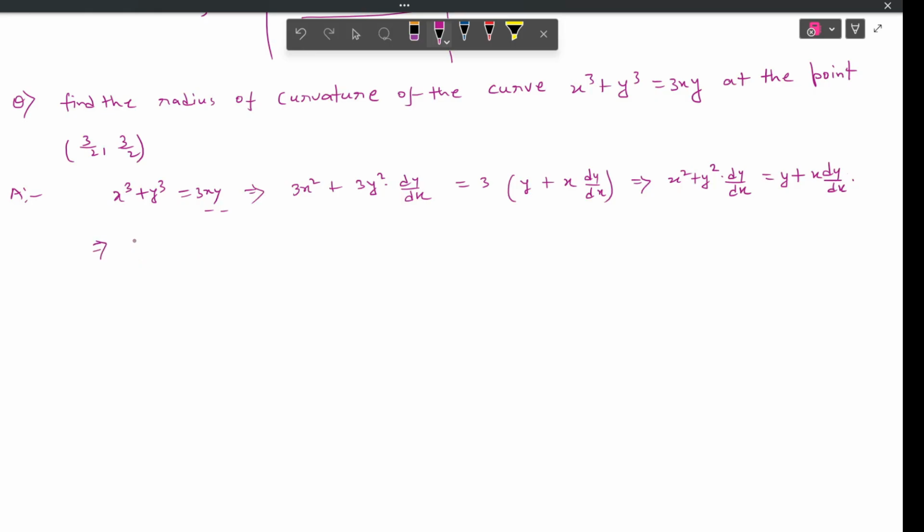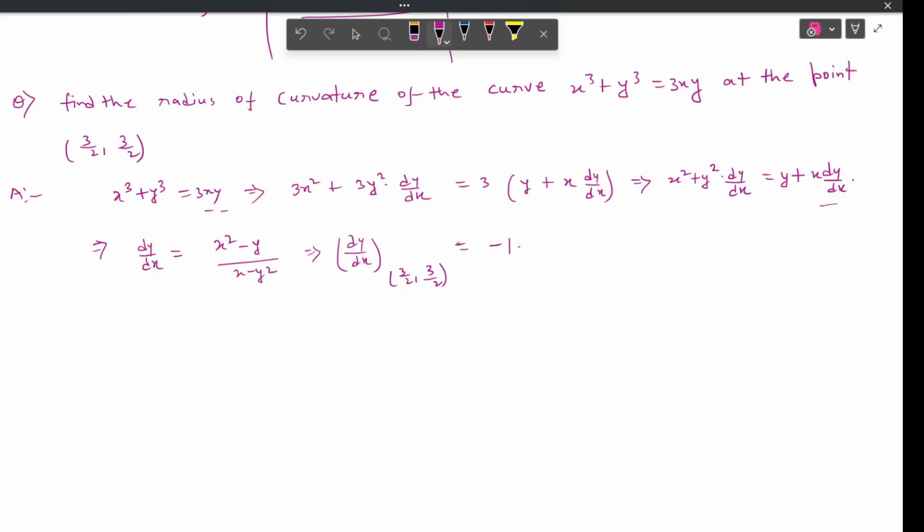So our dy by dx would be, if you take this dy by dx on one side and take it common, dy by dx would be (x square minus y) by (x minus y square). Now let us find dy by dx at point (3/2, 3/2). So put 3/2 in place of x and 3/2 in place of y. We will get minus 1.